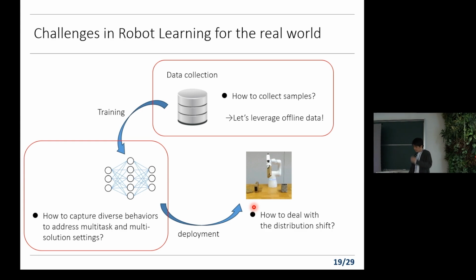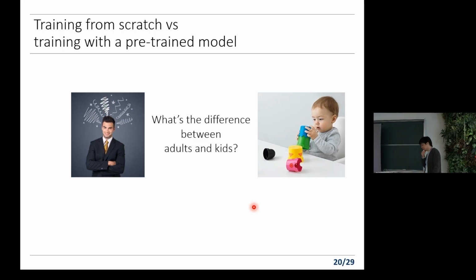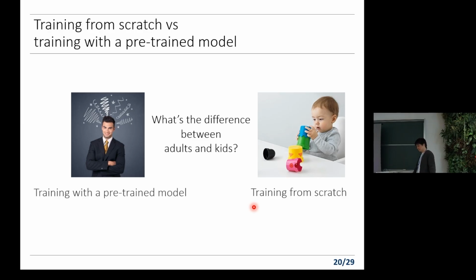So far I have talked about how we could address data collection and how to capture diverse behaviors. When I talked about the difference between adults and kids, it was about skill repertoires. But we can also see this difference as training with a pre-trained model versus training from scratch. If we see it this way, then we can also think about how we should obtain the pre-trained model for general purpose or general embodiment.